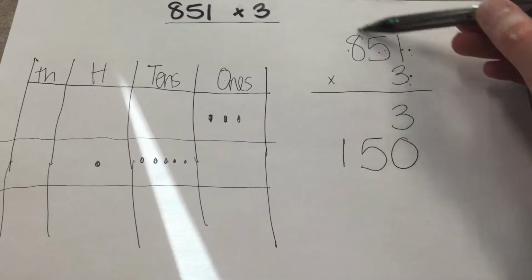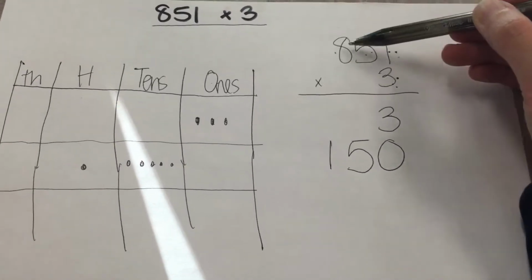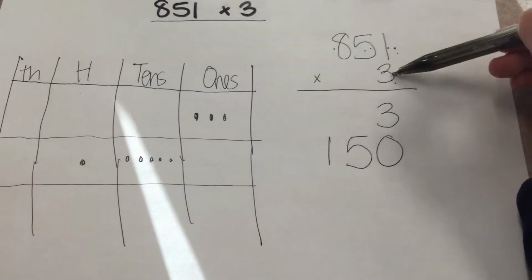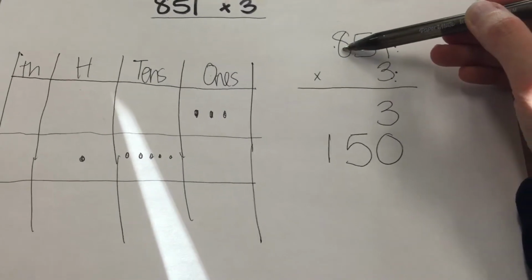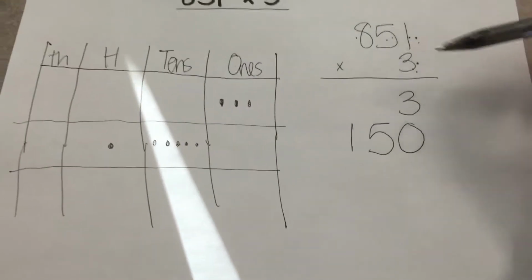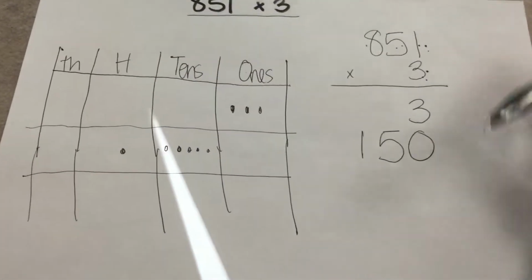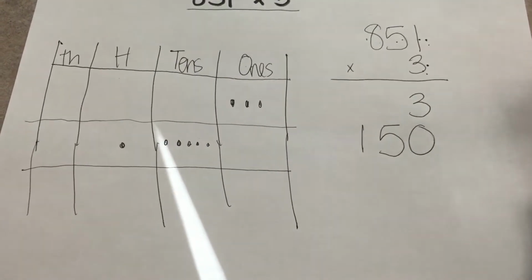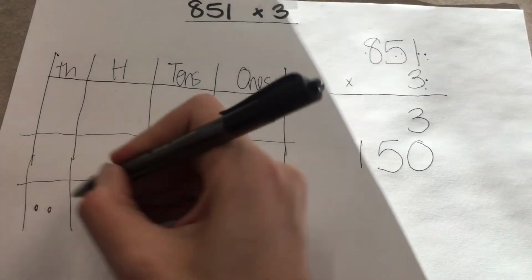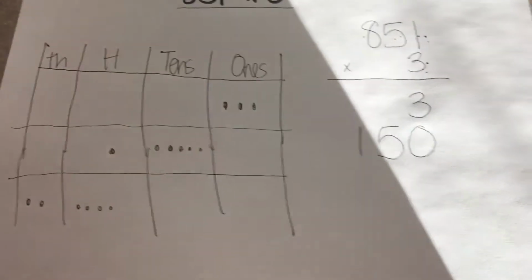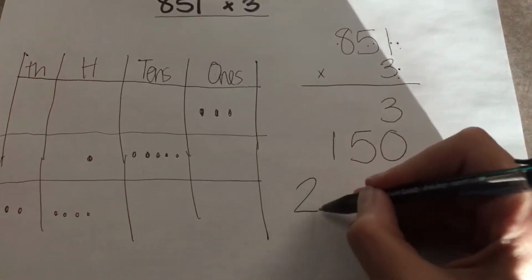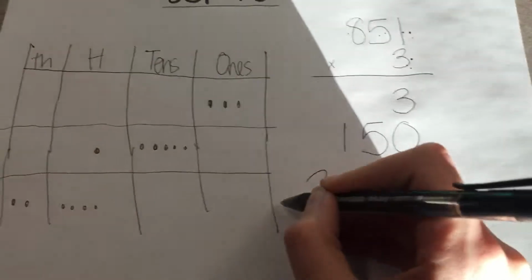Lastly, I'm going to multiply my hundreds place. 3 times 8 hundreds. Well, 3 times 8 is 24. So I know the answer is going to be 24 hundreds. What number is 24 hundreds? 2,400. And I'm going to write it down, being very careful to line up my numbers.